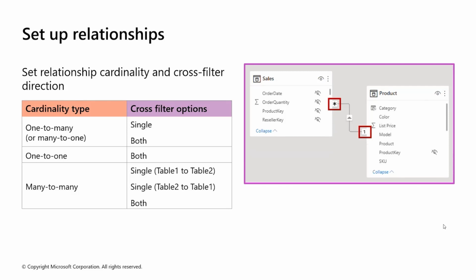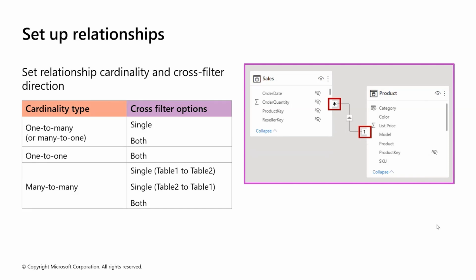All right. So each model relationship is defined with the cross filter options, or cross filter direction, and your setting determines the direction that filter will propagate. So the possible cross filter options are dependent on the cardinality type. So single cross filter direction means a single direction, and both means both directions. A relationship that filters in both directions is commonly described as bidirectional.